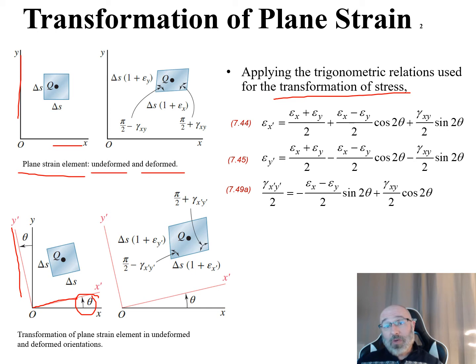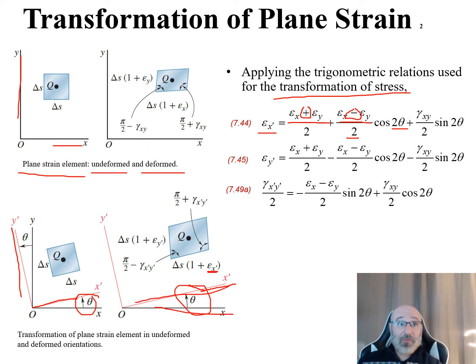If we take a look at equation 7.44, we have our strain in x prime. Our epsilon sub x prime is equal to our epsilon sub x plus epsilon y all over 2, plus epsilon x minus epsilon y over 2. Now pay attention to your sign convention here. This is important as you're going through and solving these equations. This is times the cosine of 2 times our theta. Theta is the difference between our x and our x prime axes.